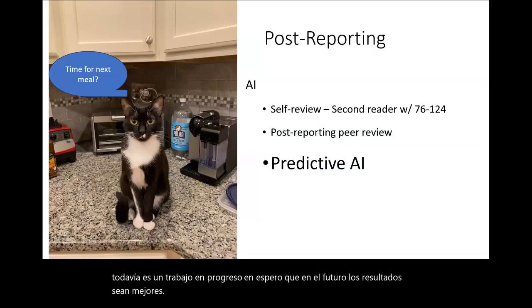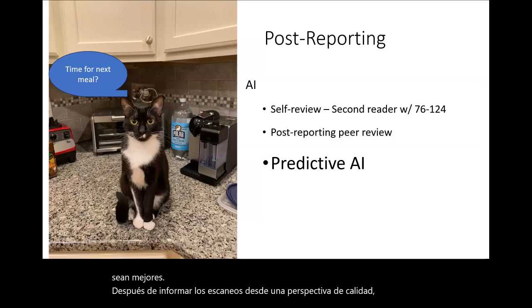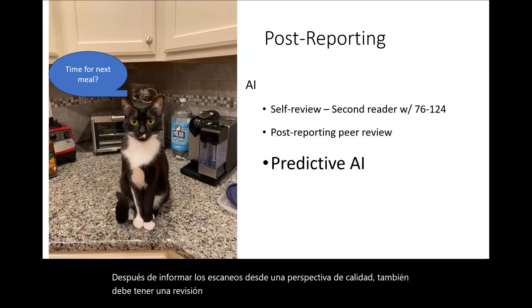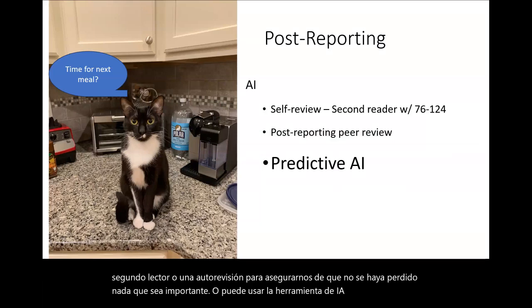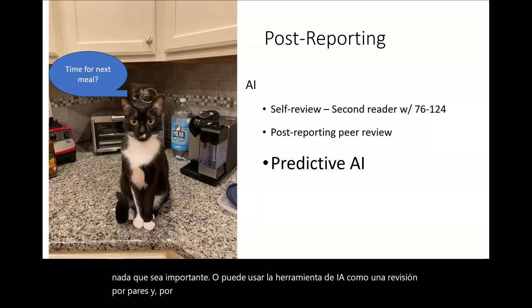So after we report the scans, from a quality perspective, you also should have a peer review process. We can use AI as a second reader or a self-review to make sure that you have not missed anything important. Or you can use an AI tool as a peer review, and therefore we can also save some time by not doing a peer review by another radiologist. So this comes into the domain of predictive AI.